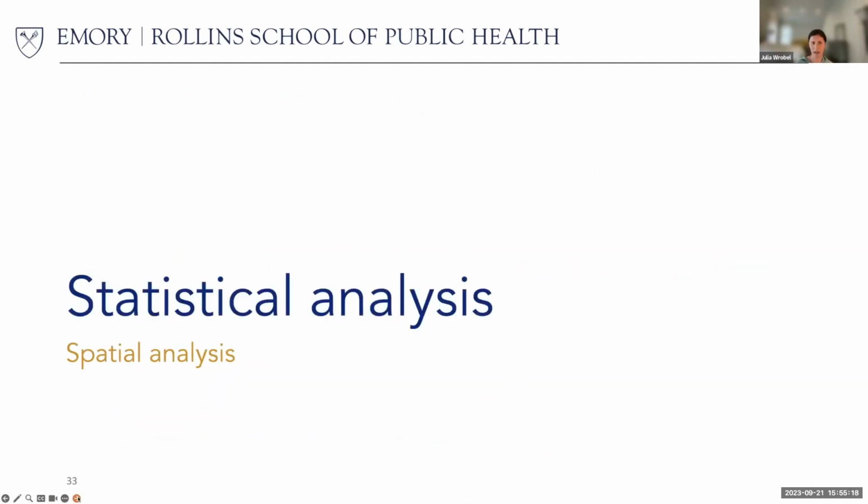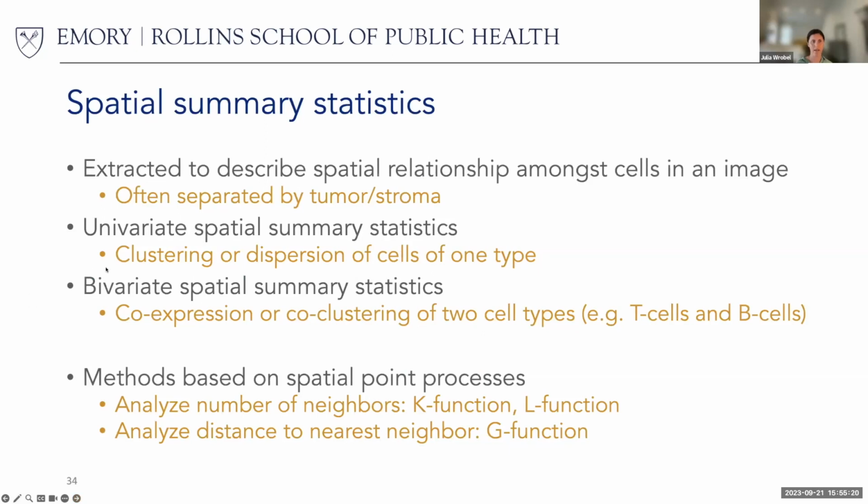So I'm going to dedicate the rest of the time to spatial analysis. Features that you can extract from these images are called spatial summary statistics. And they're used to describe the spatial relationship amongst different types of cells in an image. And often we separate by tumor and stroma. You want to look at clustering of, say, immune cells in the tumor regions and in the non-tumor regions. There are univariate summary statistics, those that look at clustering or dispersion of cells of one type. And there are also bivariate statistics, which look at co-expression or co-clustering of two types of T cells.